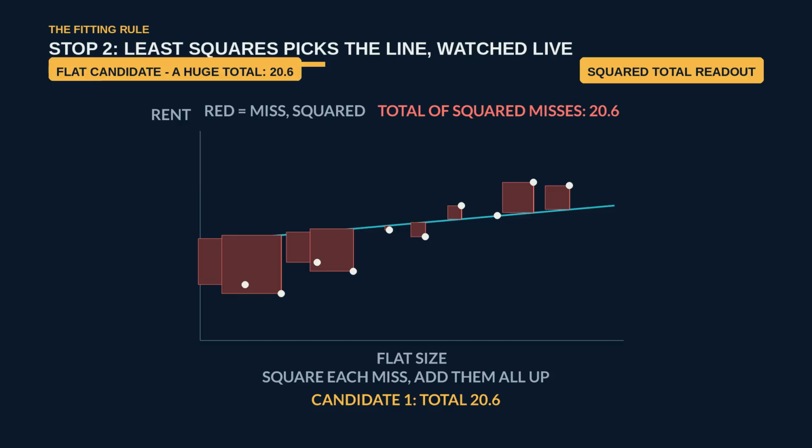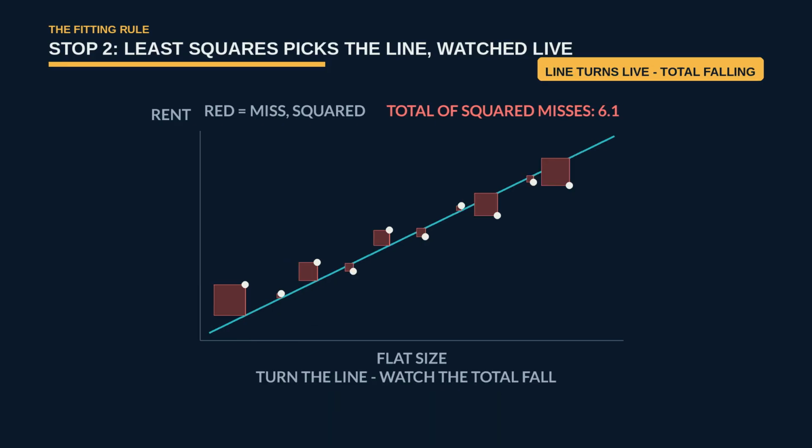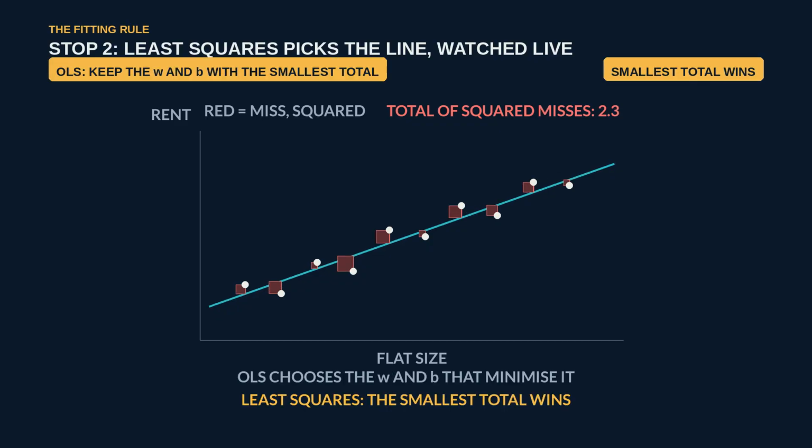This nearly flat candidate carries a huge total. A steeper candidate replaces it, and the total falls. Keep turning the line, and the total keeps falling until no turn can shrink it further. Ordinary least squares, OLS for short, is exactly this rule. Choose the weights and bias with the smallest total of squared misses.